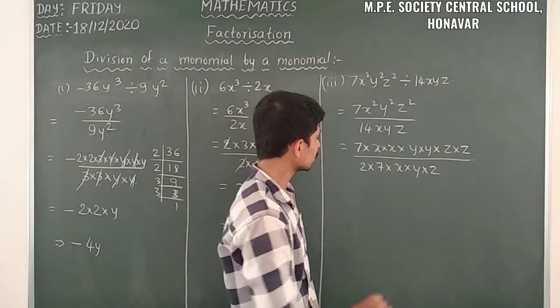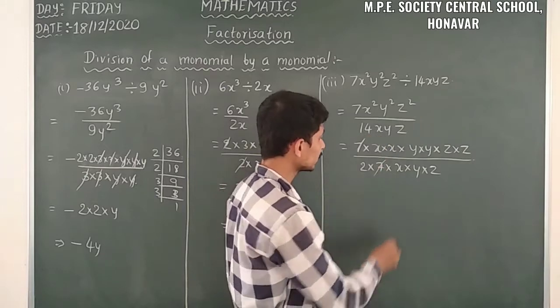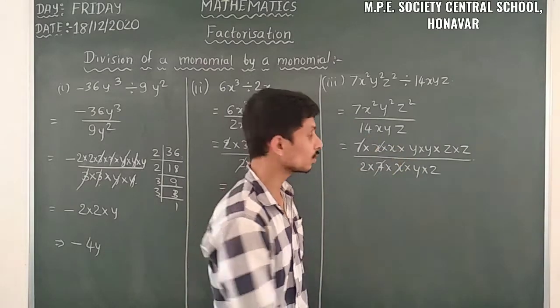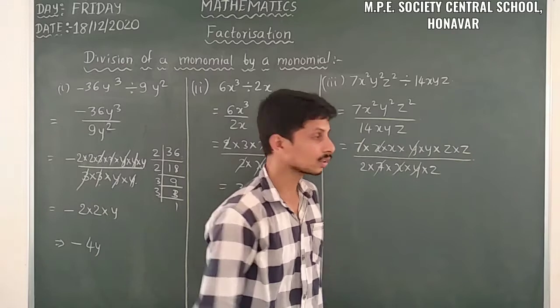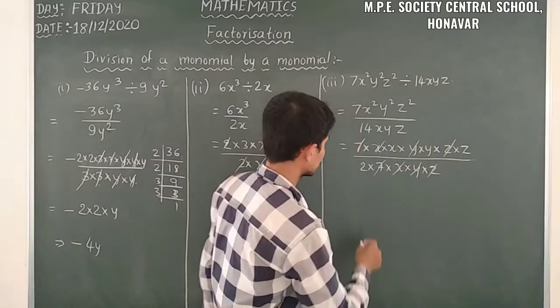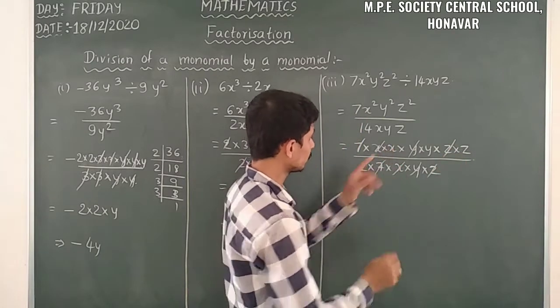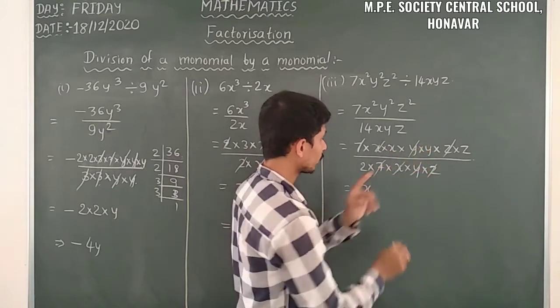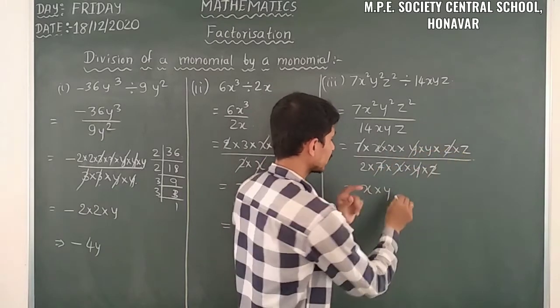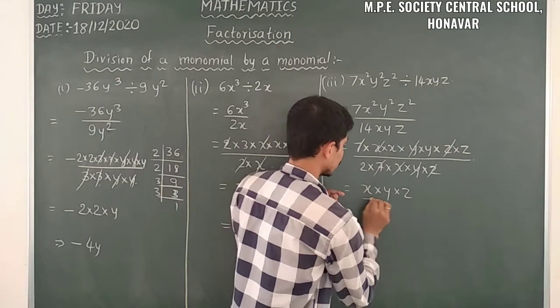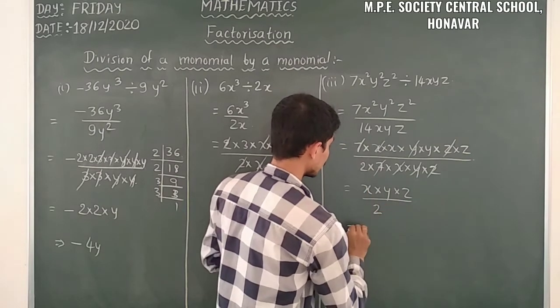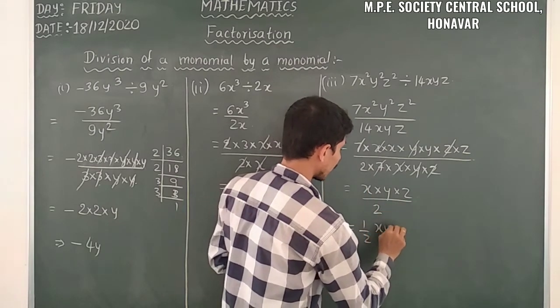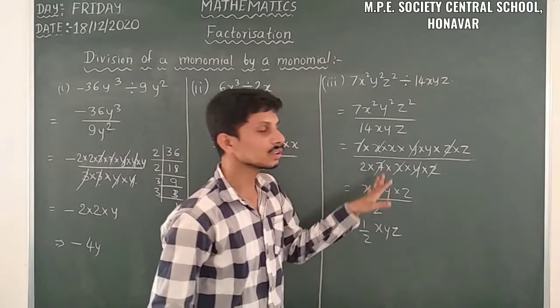Yes, let us cancel out the things. 7 gets cancelled, one x gets cancelled, one y gets cancelled, and one z gets cancelled. What remains? x remains here, y remains, and z remains, divided by 2. So the answer is 1 by 2 xyz. So this is the method.